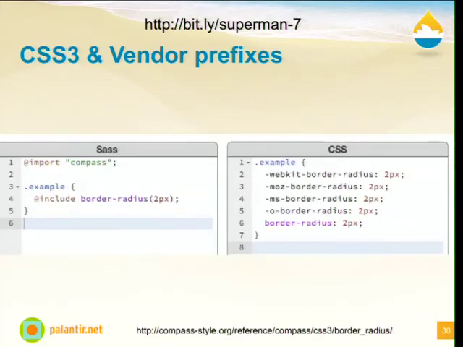Just go to the online documentation, compass-style.org, and find out all about the different CSS3 prefixes. This is fantastic, right? Compass has a lot of stuff like CSS3. It has these data URIs, and it does sprites. This thing is incredible. I don't have time to talk about it because it's easily a half hour, 45 minute topic in itself.